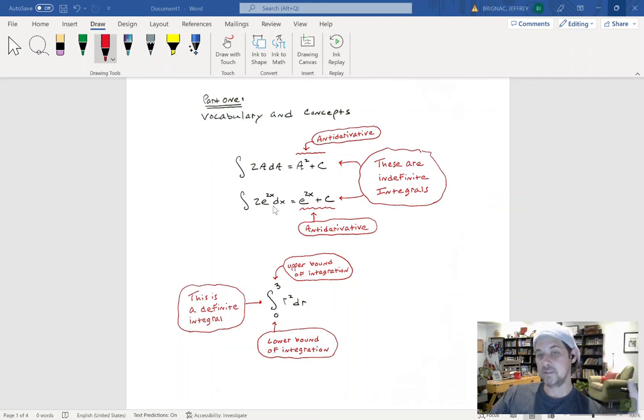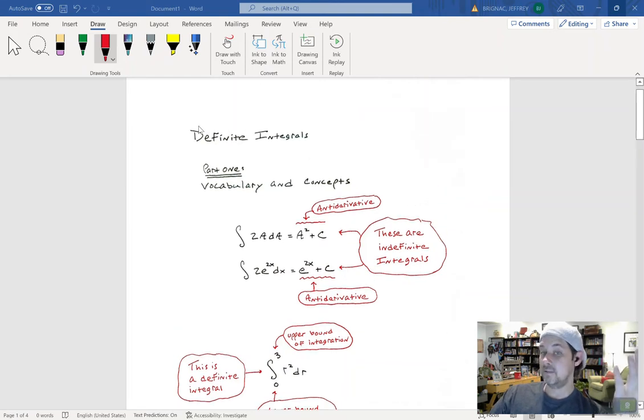Same thing with this other one. What's the antiderivative of 2 times e to the power 2x? It's e to the power 2x plus C. If you took the derivative of e to the power 2x plus any constant, you would get this thing over here. Now, for different problems, there might be a slightly different technique or a different rule for how you find the antiderivative. I've covered the techniques and the rules in other videos, but that's what indefinite integrals are.